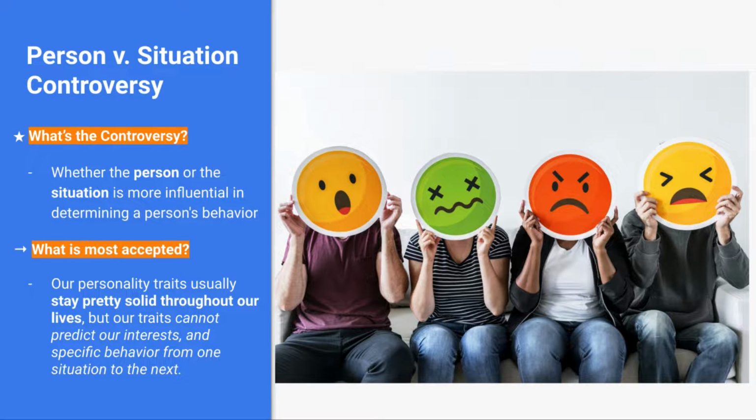The next thing Myers talks about in this section is the person versus situation controversy. Clark, what does this exactly mean? The controversy is whether the person or the situation is more influential in determining a person's behavior. The most accepted answer is that our personality traits usually stay pretty solid throughout our lives, but our traits cannot predict our interests and specific behavior from one situation to the next. Say you're a usual extrovert. While you may typically be sociable and enthusiastic around others, it doesn't mean that you will be so at any given time of the day. Our behavior changes all the time, and personality tests don't always predict how people will act. They can only give us clues about their average behavior.